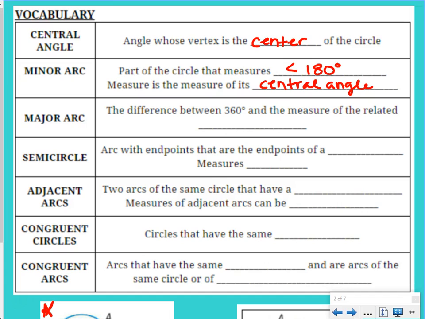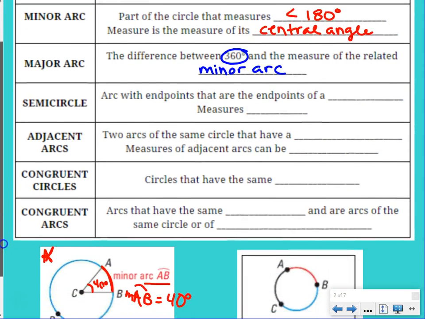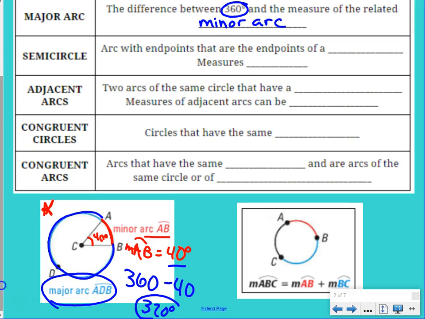For a major arc, it's the difference between 360 degrees and the measure of the related minor arc. All right, so if we go back down to that image, our major arc is the leftover piece. It's this blue circle right here. So it would be the difference of 360 and 40, which would be 320 degrees.